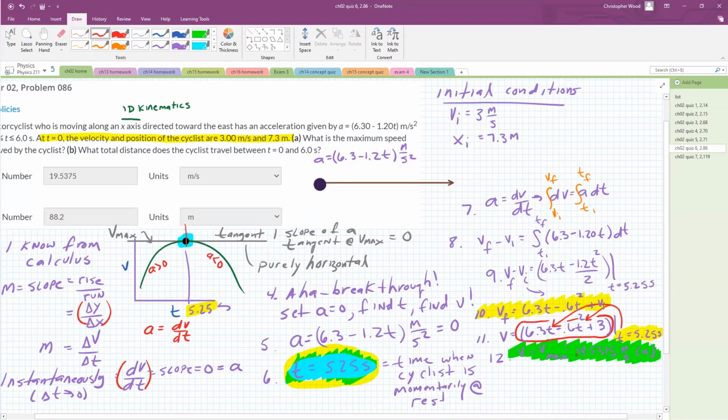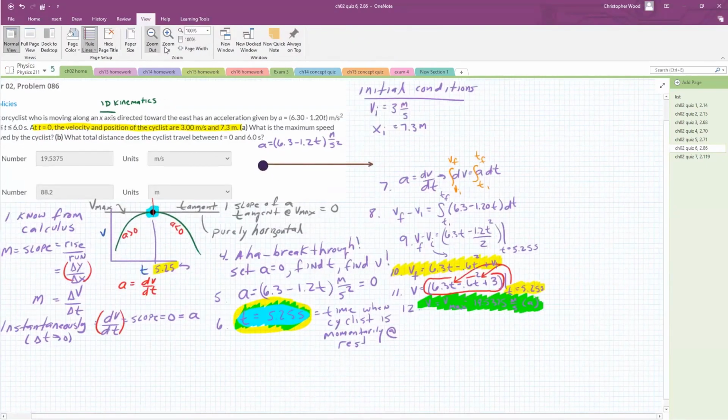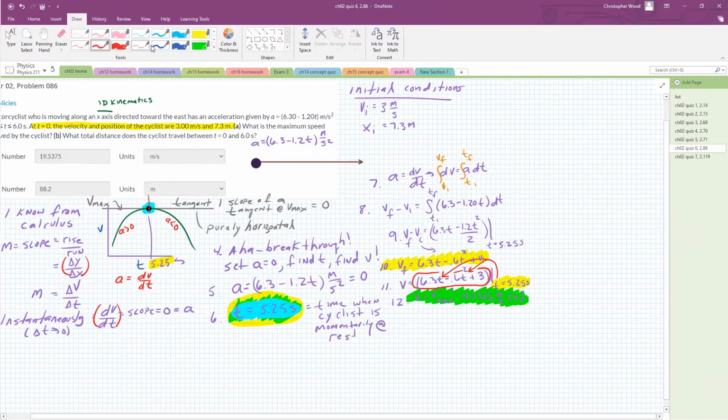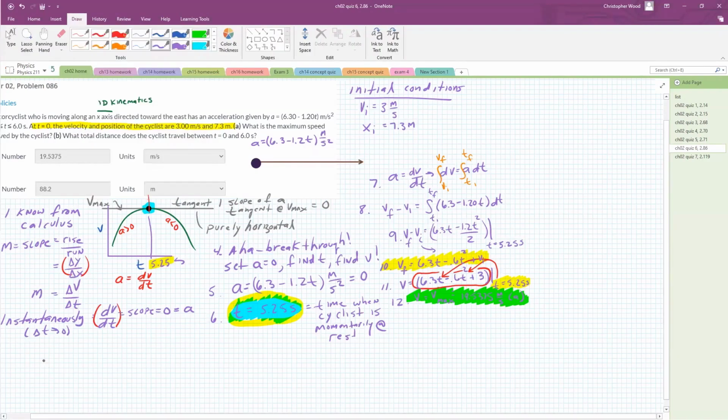Gotcha. Okay, so that's part A. I know this motorcyclist hit a peak velocity of 19.5375 meters per second. Part B says, what's the total distance? And again, this is where I got screwed up because I was taking my eye off the ball. So step 13.